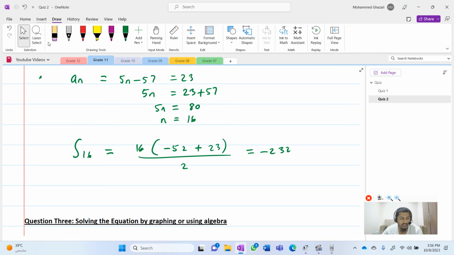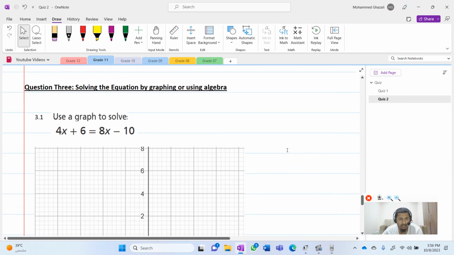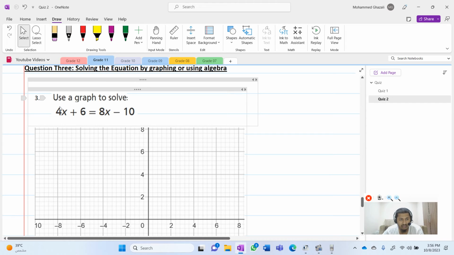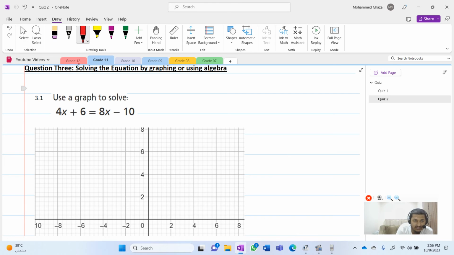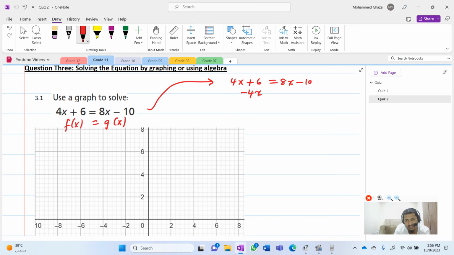Now continuing this problem, going on to the next problem, which is solving an equation using graphs. So we can think of this as f of x equals g of x. So we are just finding the points of intersection of these two graphs. If you solve it algebraically, you should get 4x plus 6 equals 8x minus 10. If we take the x's over, we get minus 4x is equal to minus 10 minus 6, which is minus 16. So x is equal to 4. So the solution to this problem is x is equal to 4.